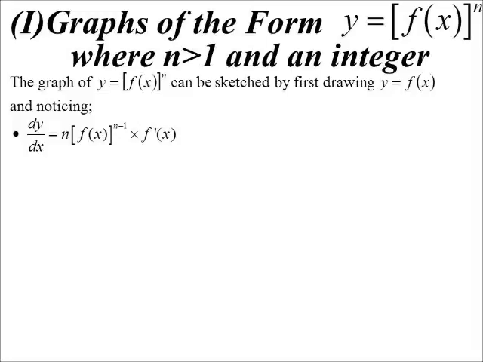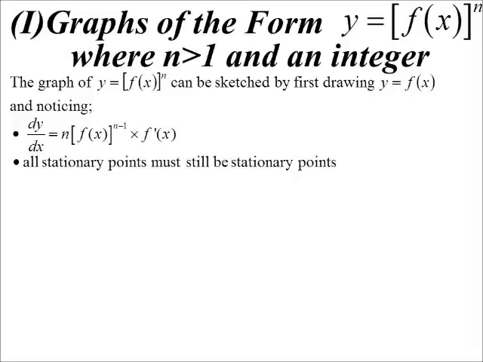So if it is a stationary point on the original graph, f dash x would be 0. So therefore, the derivative of my new graph will also be 0. So what that's saying is, wherever there's a stationary point on the old graph, at that x value, of course the y value may well change, but at that x value, there will remain a stationary point.